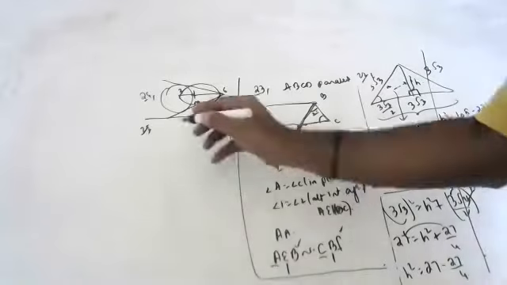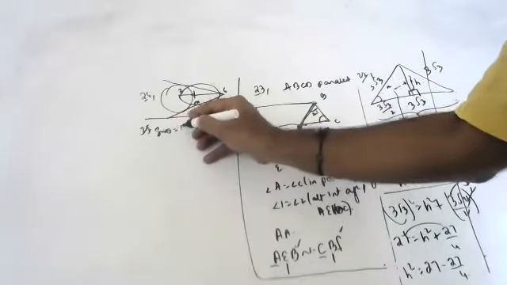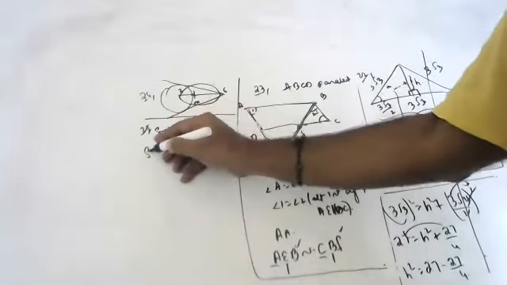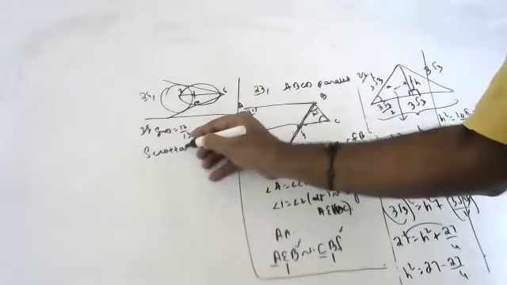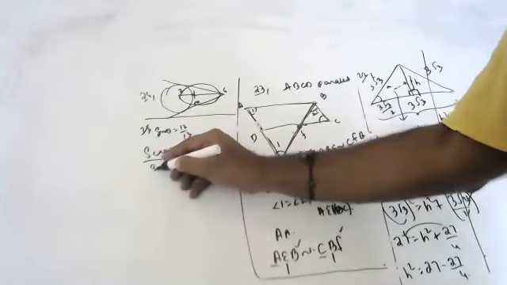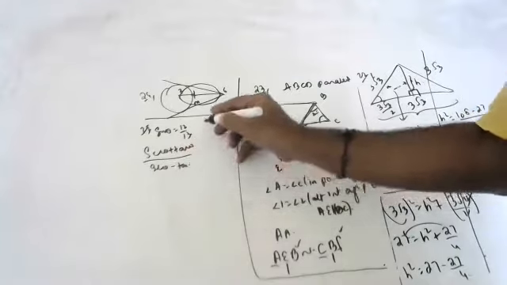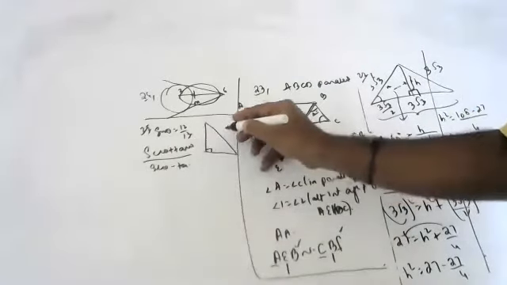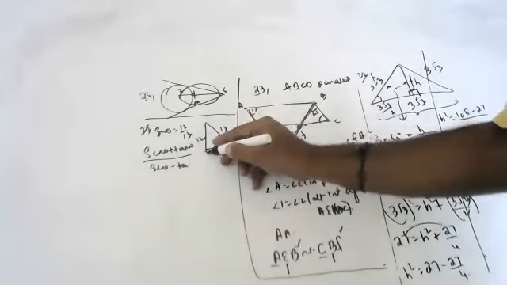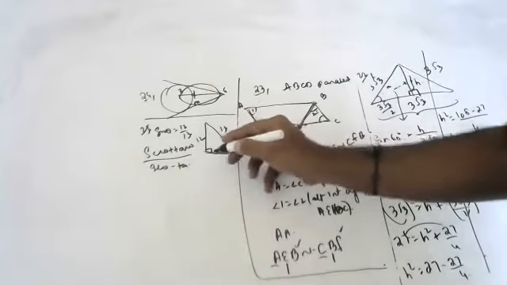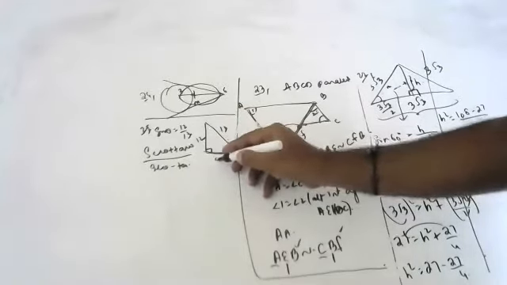25th question. Sin theta is equal to 12 by 13. Find secant theta plus tan theta by secant theta minus tan theta. Please see here, children. This is 12, this is 13. So automatically, how much will the other side be? 5.